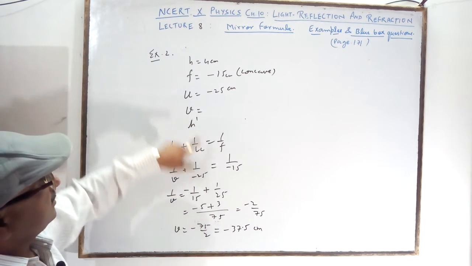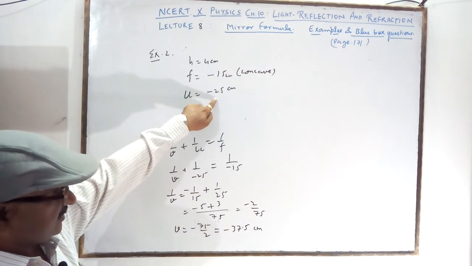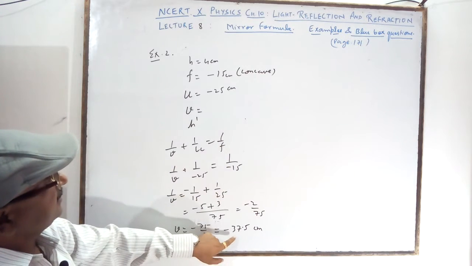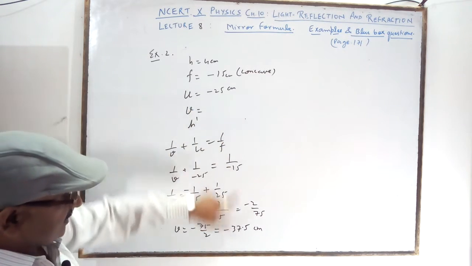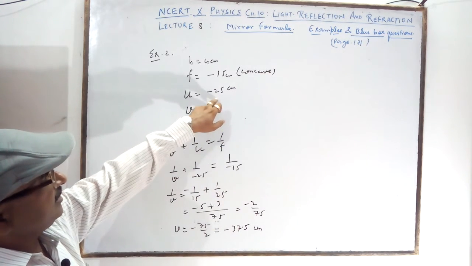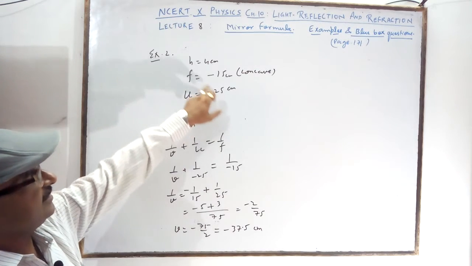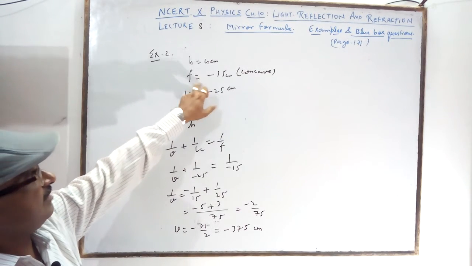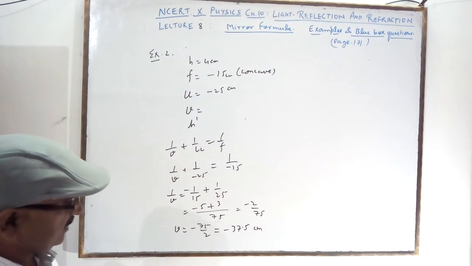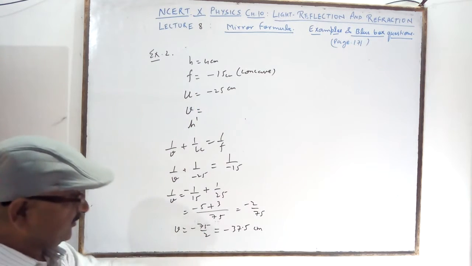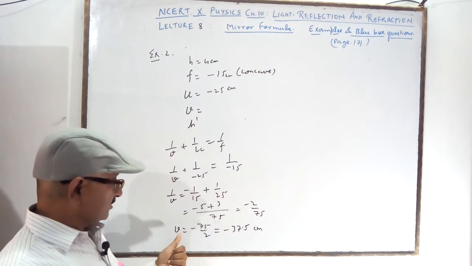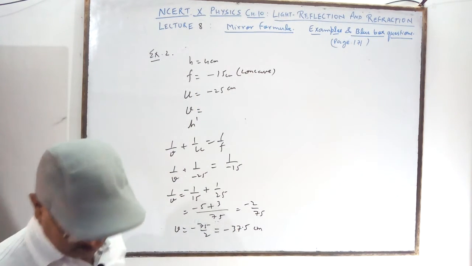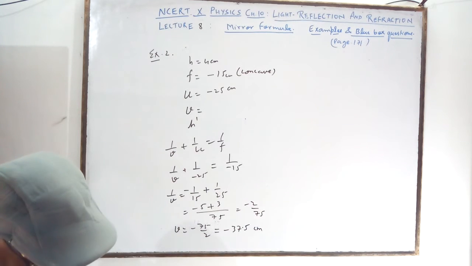Minus means what? Your object is placed at 25 centimeter and you are getting the image. It means the object is where? Between focus and R, the center of curvature. Radius, half of the radius is focal length. So according to this you can draw the figure also, the ray diagram. So minus 37.5 centimeter is the image distance.